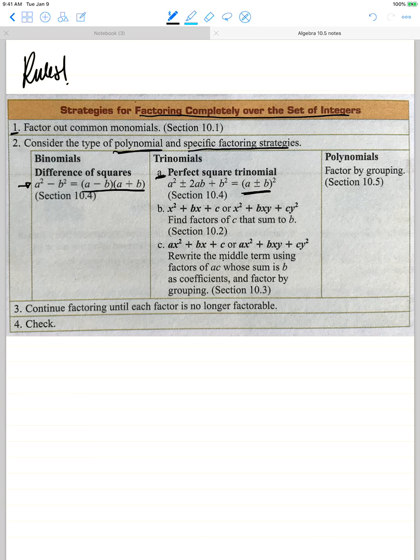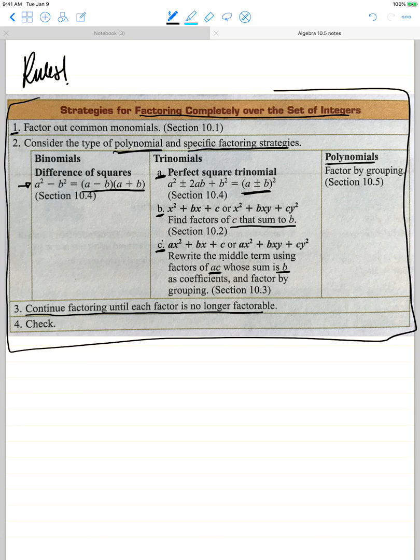Or if you have a trinomial in the form x squared plus bx plus c, or x squared plus bxy plus c squared, you find the factors of c that sum up to b. Or if you have a trinomial in the form ax squared plus bx plus c, or ax squared plus bxy plus cy squared, rewrite the middle term using the factors of ac whose sum is b as coefficients, and then factor by grouping. Or you may end up with some polynomials that you're going to factor by grouping, which is what we just worked through. Continue factoring until each factor is no longer factorable. Then you know you're done, and then you can check. Okay, so these strategies are your BFFs for Chapter 10.